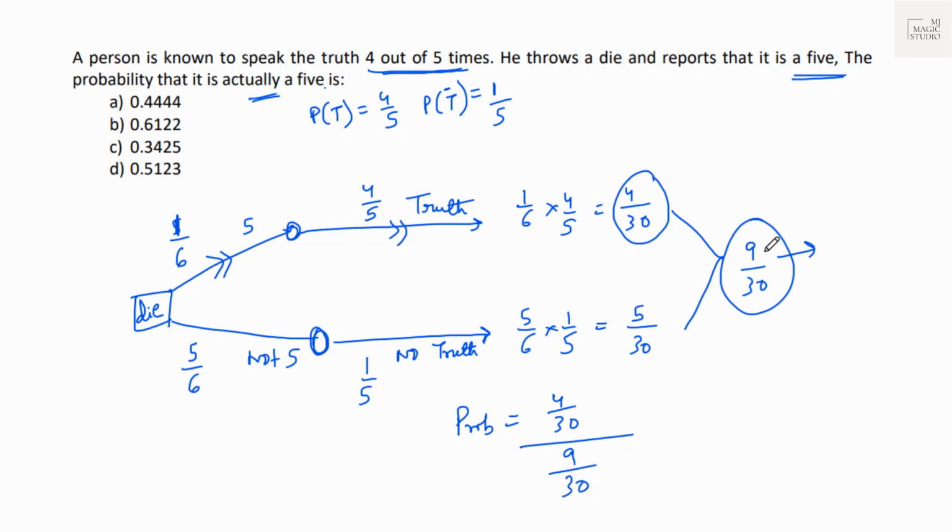Out of 9 cases where he has said that it was a 5, 4 were the cases where he actually got a 5, and 5 were the cases where he did not get the 5 and he had committed a crime by not telling the truth. So the probability is 4 by 9, that is 0.4444. That is option A.